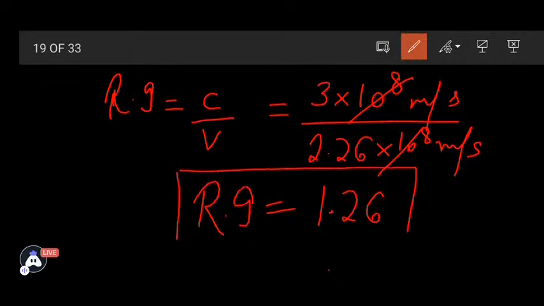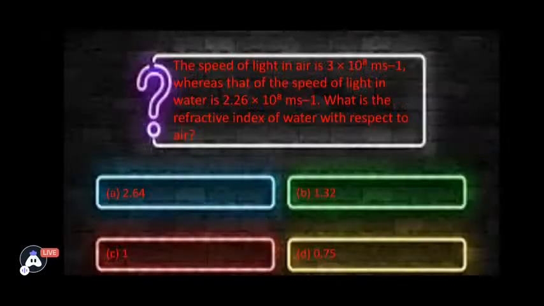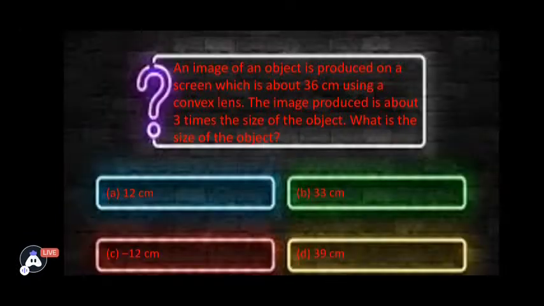So the refractive index is 1.26. Oh sorry, it's coming near about 1.32. It's 2.26, sorry, I misunderstood, it was 1.32. So the correct option among the four is 1.32, which is option B. Moving ahead to the next question.